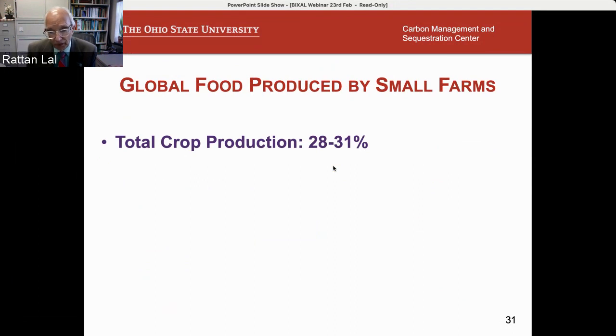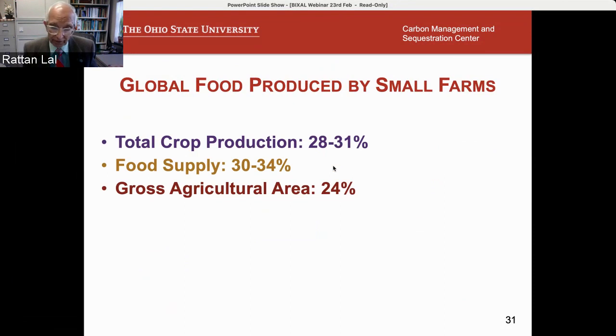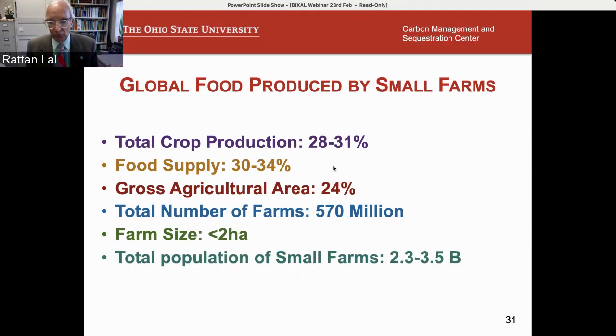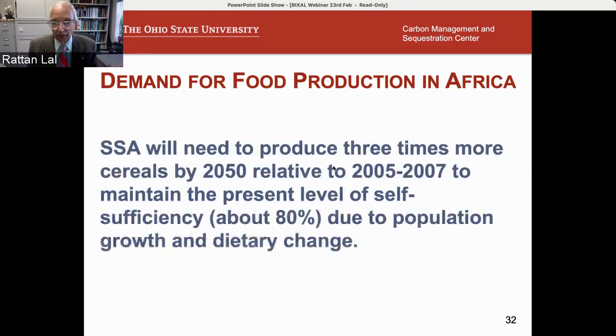Total crop production by small farmers, about 570 million of them globally, is about one third, 30%. Food supply about 30 to 34%. Gross agricultural area cultivated by them, 24%. Total number, about 570 to 600 million. Their farm size is less than 2 hectares. We cannot afford to ignore them because 2.3 to 3.5 billion people are fed by small landholder agriculture. They're very important.